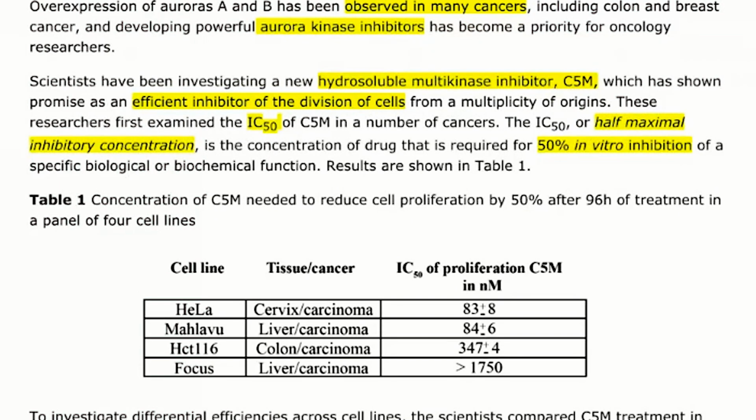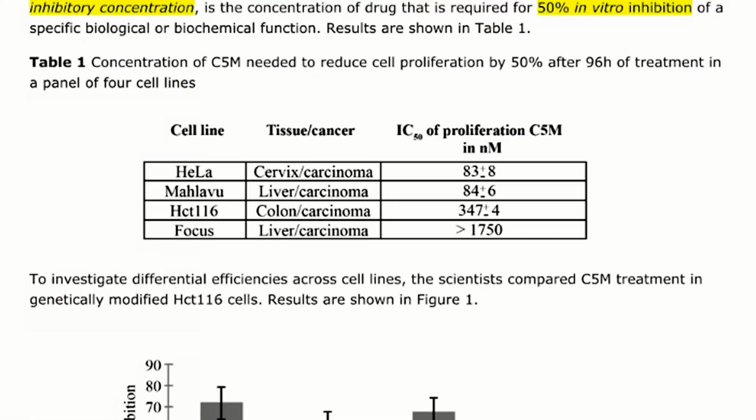All right, so then we go on to our tables. So I think this is one of the more challenging aspects of biochem and any of the science passages for students, being able to understand what am I looking at when I see all these columns and all these numbers and all these abbreviations. And so I always start by reading the caption. So that's super important. Table 1 shows the concentration of C5M needed to reduce cell proliferation by 50% after 96 hours of treatment in a panel of 4 cell lines.